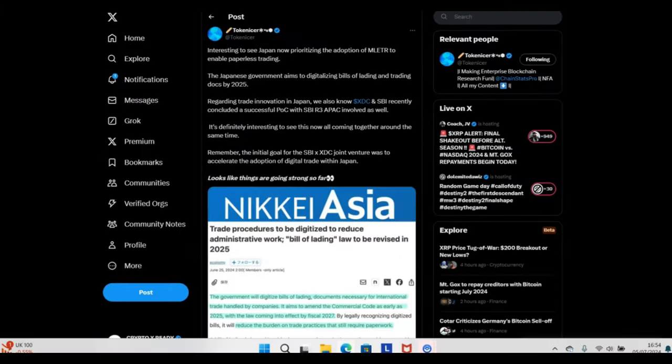Looking at a tweet from Tokenizer. Interesting to see Japan now prioritizing the adoption of MLETR to enable paperless trading. The Japanese government aims to digitalize bills of lading and trading docs by 2025. Regarding trade innovation in Japan, we also know XDC and SBI recently concluded a successful POC with SBI R3 APAC region involved as well. It's definitely interesting to see this now all coming together around the same time. Remember, the initial goal for the SBI XDC joint venture was to accelerate the adoption of digital trade within Japan. Looks like things are going strong so far.